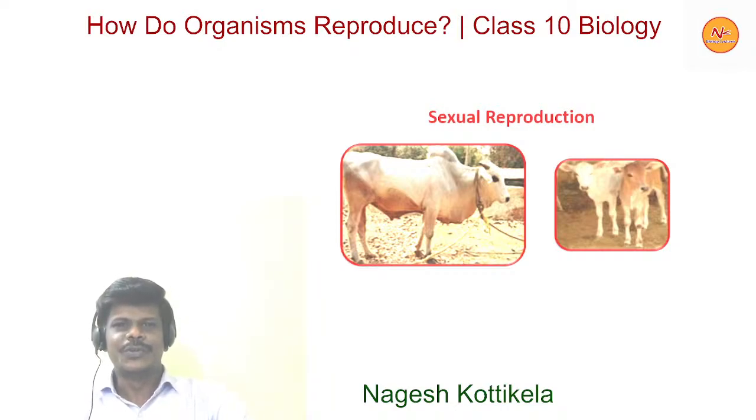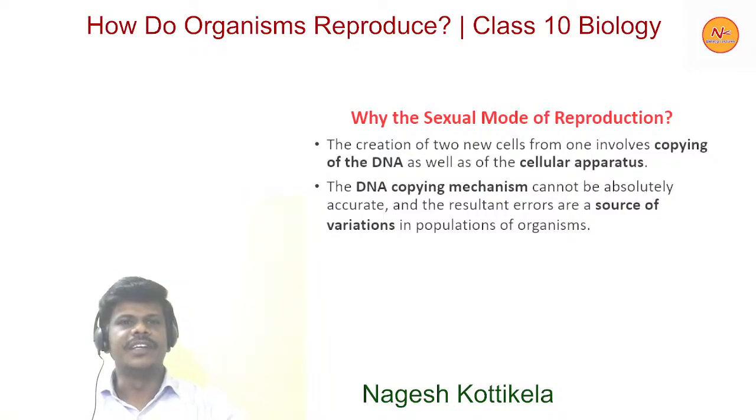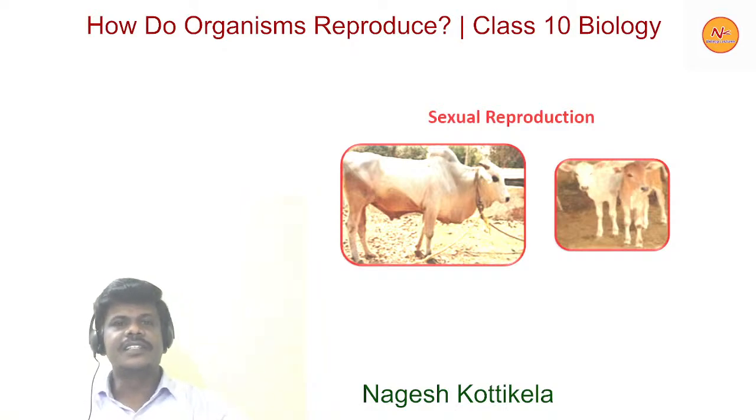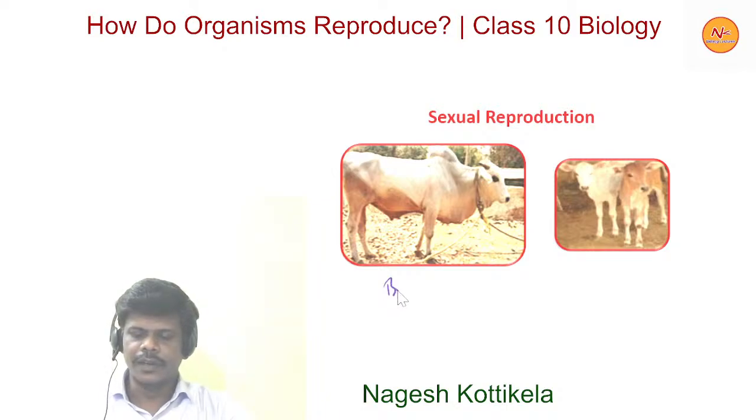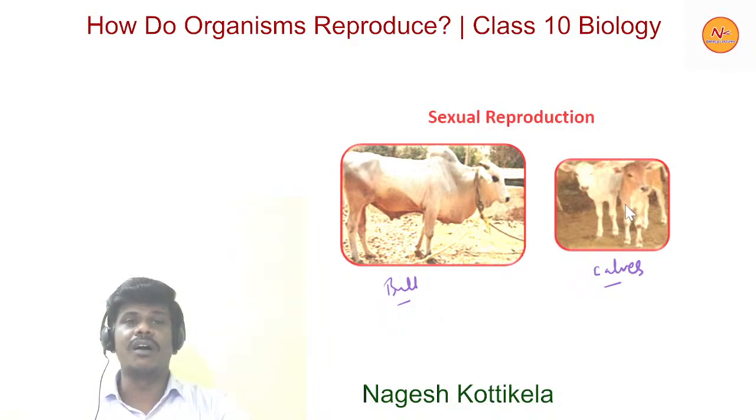Today's topic is why sexual reproduction is needed for living organisms. Why the sexual mode of reproduction? Here in this you will find the picture of a bull, and on this side you will find calves. Here, a bull alone cannot produce new calves.